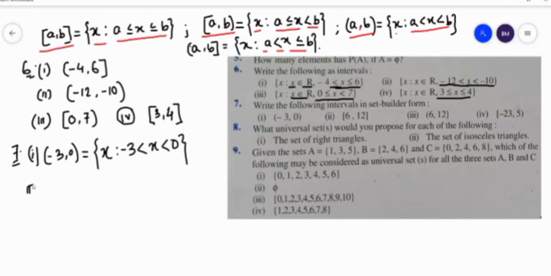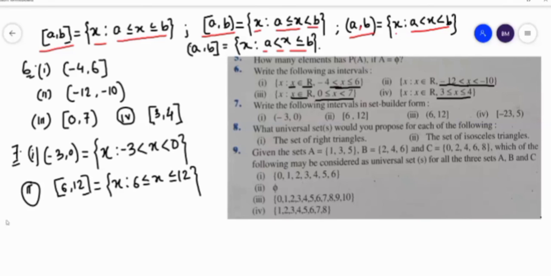Next, Roman 2, it is given closed 6 and 12, both side closed. So this will be the collection of all such x such that as closed. So this will be 6 less than or equal to x less than or equal to 12.